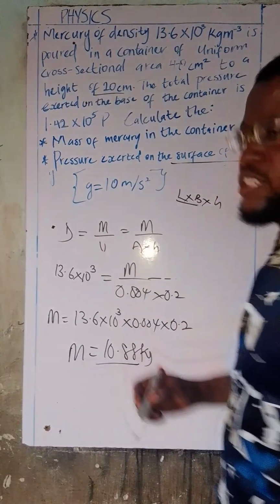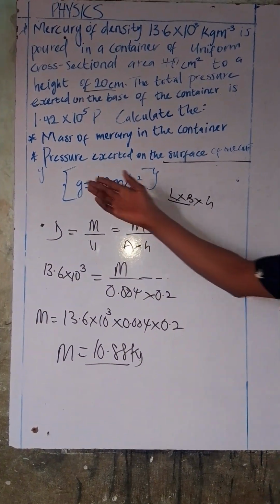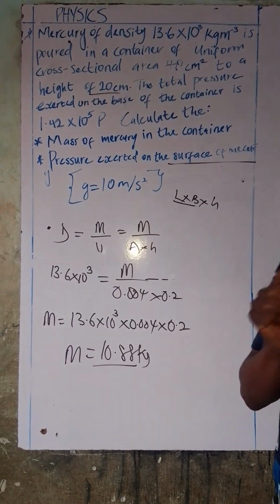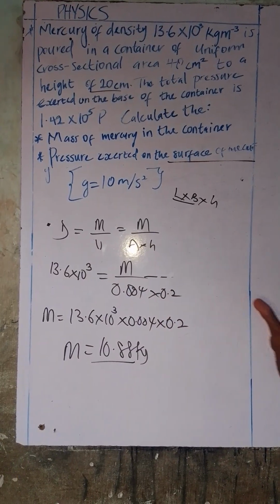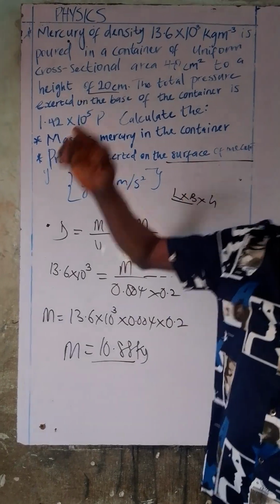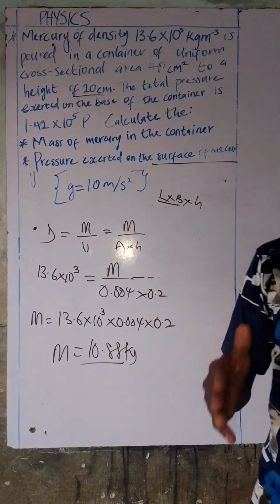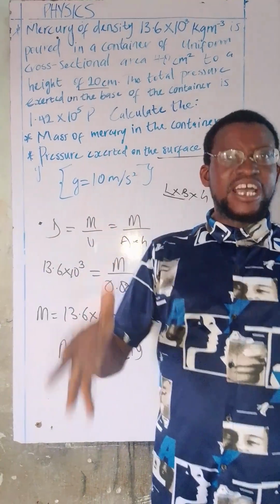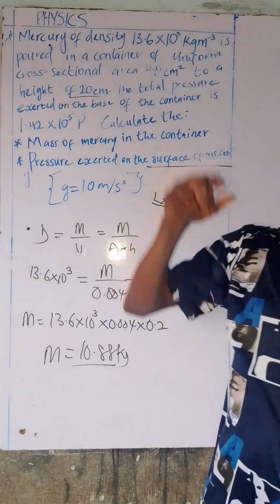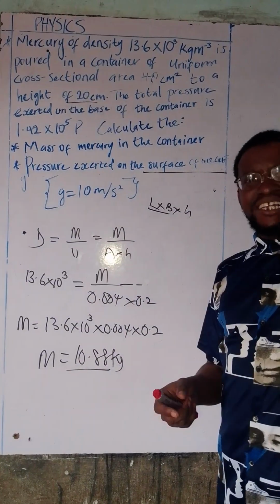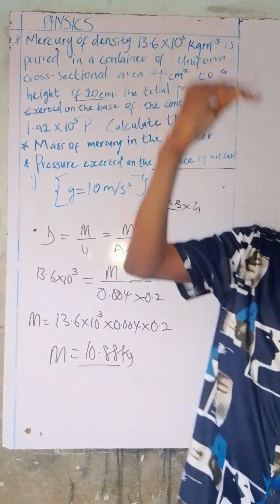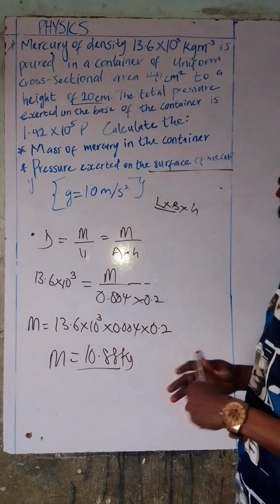Now let's get the second question. The second question says we calculate the pressure exerted on the surface of the liquid. I told you before the commencement of the solution that the pressure that always acts on the surface is the atmospheric pressure, and that is when you have water in a tank and you open the tank. The atmospheric pressure is the pressure from the atmosphere that will always act on the surface of the liquid because the tank is open. So there is atmospheric pressure acting on the surface of the liquid.